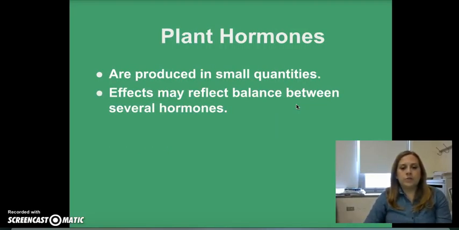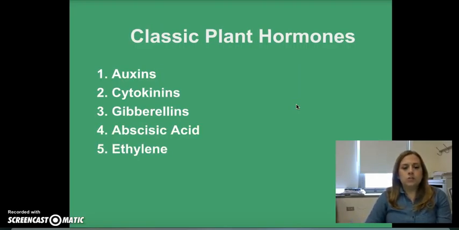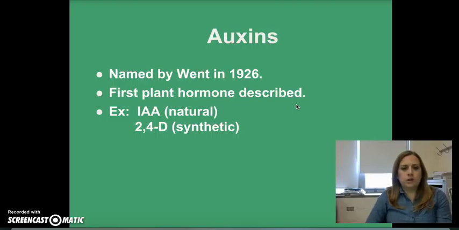Now we've got a few plant hormones we're going to look at pretty quickly. They're produced in small quantities, and their effects reflect a balance between several hormones. So we have 5 classic plant hormones that we're going to talk about.